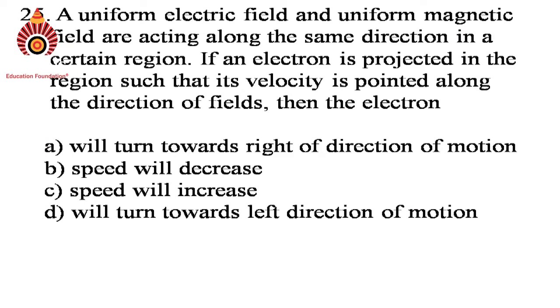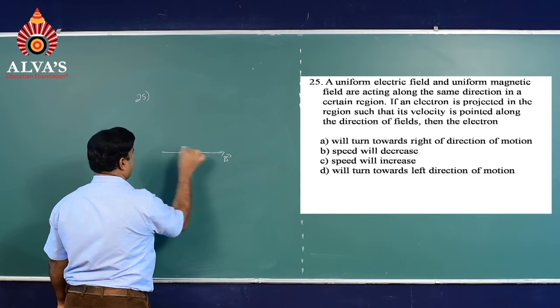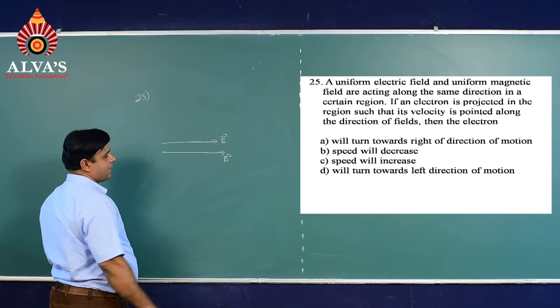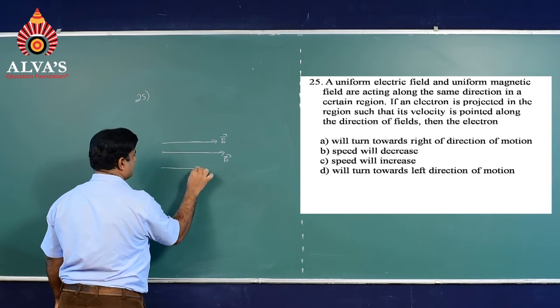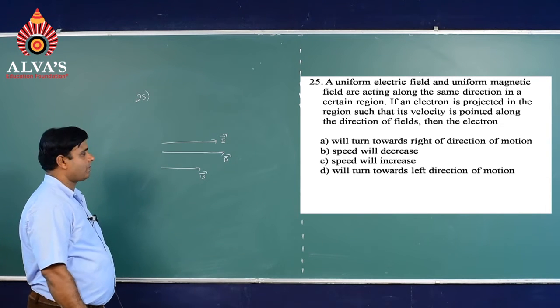A uniform electric field and uniform magnetic field are acting along the same direction in a certain region. If an electron is projected in the region such that its velocity is pointed along the direction of fields, then the electron. There is magnetic field B and electric field E, both in the same direction. In that direction itself, a charged particle is projected with velocity v.